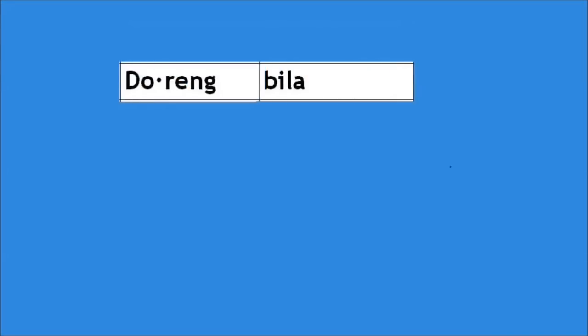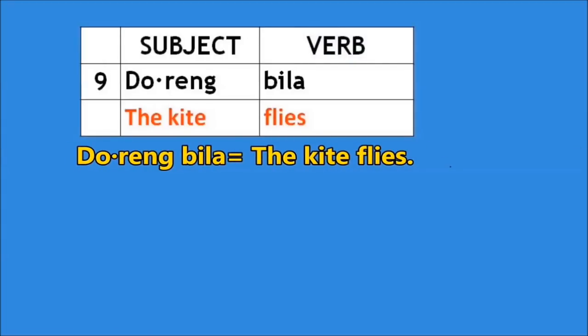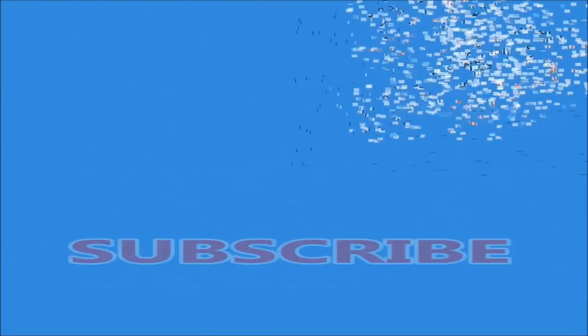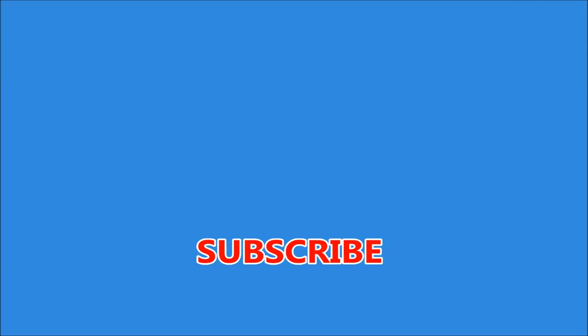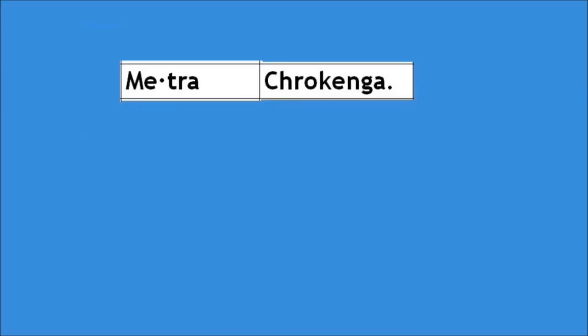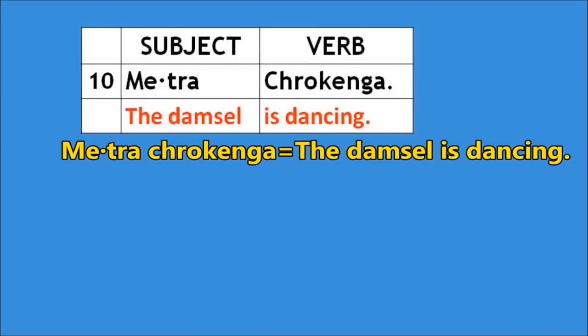Doreng bela. Doreng, the kite. Bela means to fly. Doreng bela. The kite flies. Doreng, kite, a bird. Do means bird. Metra trokinga. Metra, the damsel. Trokinga, dancing. Metra trokinga. The damsel is dancing.